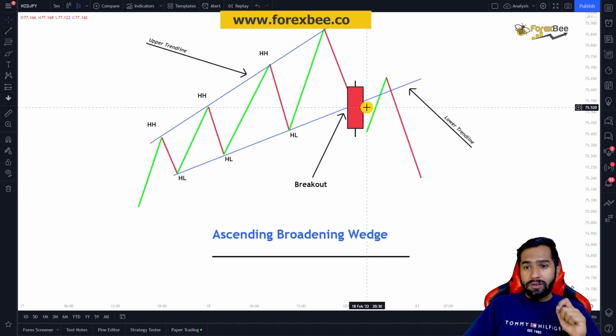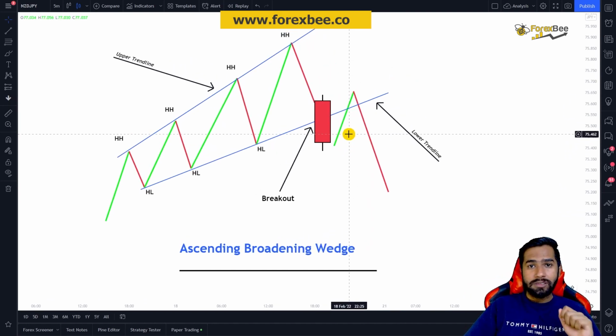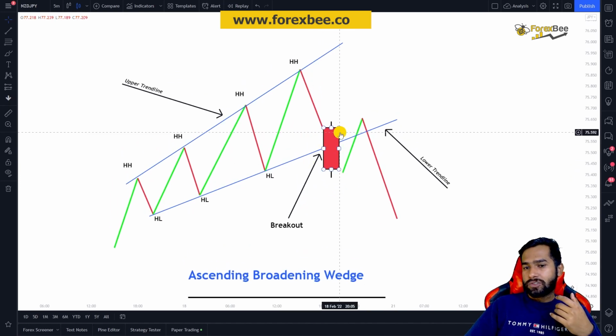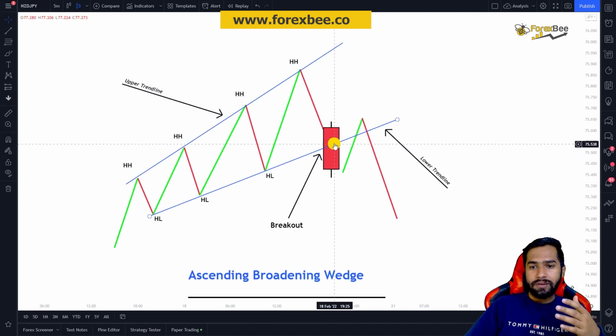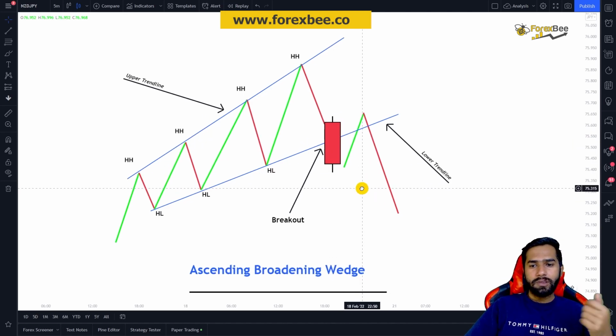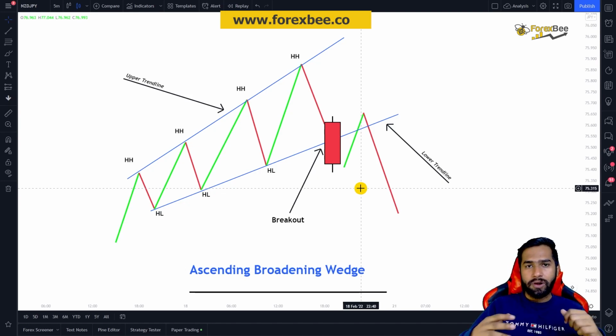And here you can look for any confluence, and after finding that confluence, you should be good to trade this ascending broadening wedge pattern. So your stop loss would be according to any candlestick pattern or any key level that you detect. So this is how you can detect and how you can trade this ascending broadening wedge pattern.